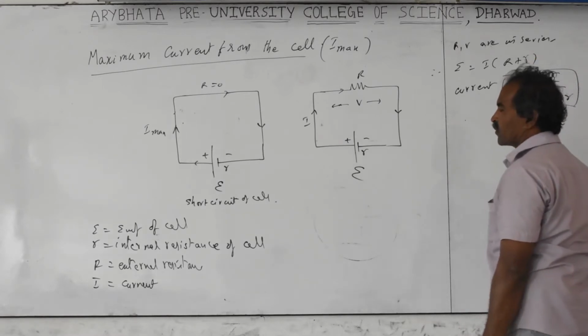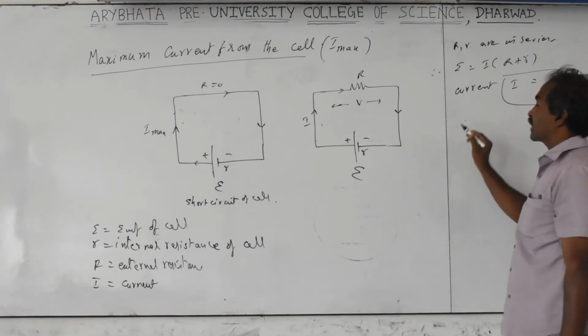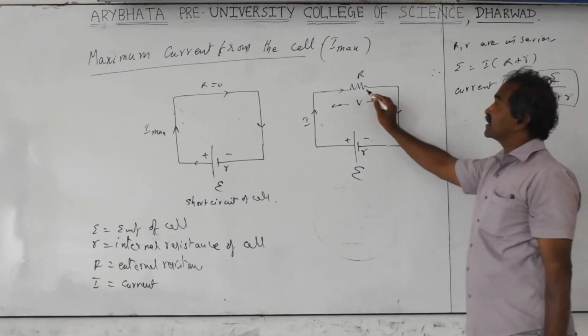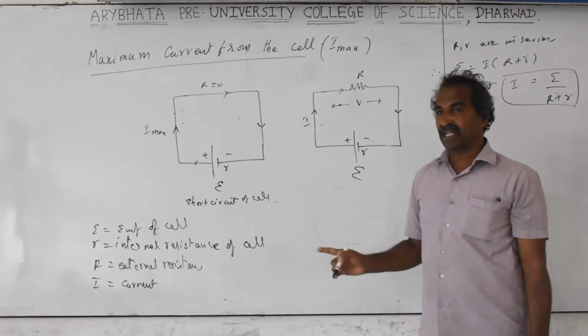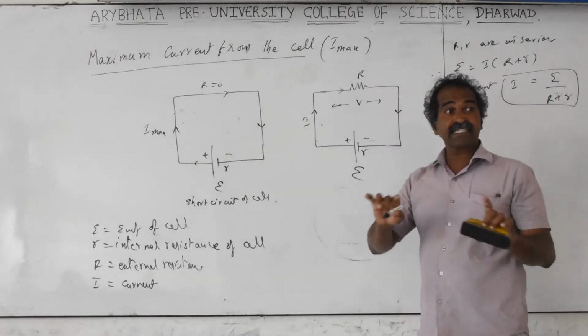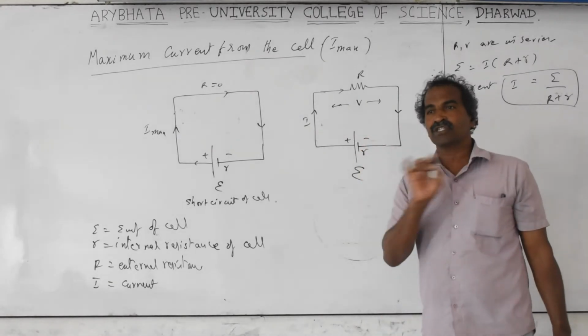Now we are going for the maximum condition. If external resistance is not there, that means an open circuit, and open circuit resistance is infinity. So you should not say external resistance is not there. We should say external resistance is short circuit, meaning external resistance is zero.